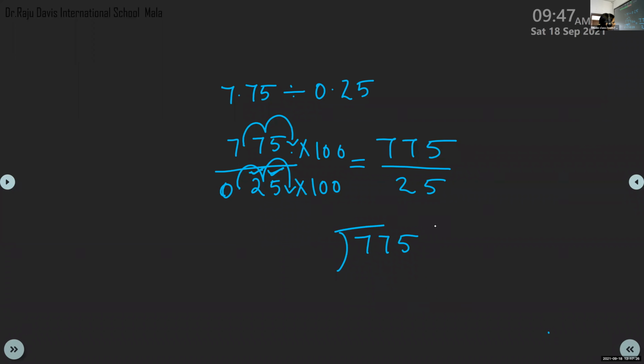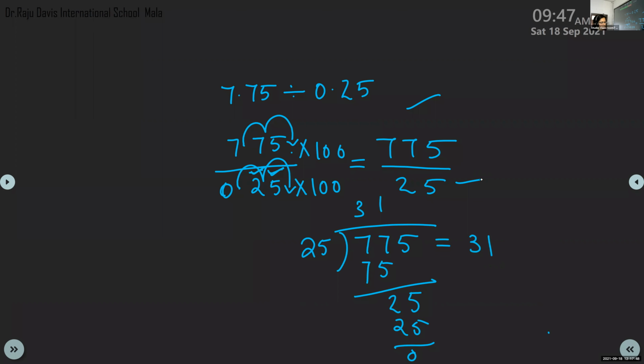775 divided by 25. 25 how many times in 77? 3 times. 3 into 25 is 75, balance 2, 5 comes down. 25 balance. 25 one time in 25. Answer 0 remainder. So the answer is 31. Any decimal place in the question? No. So in the answer also no decimal place is needed. Understood? Yes, ma'am. Okay.